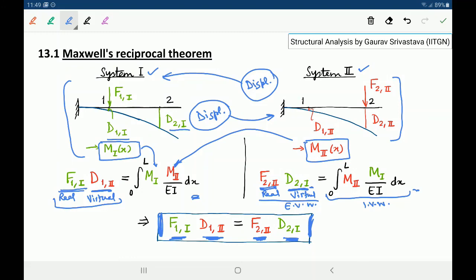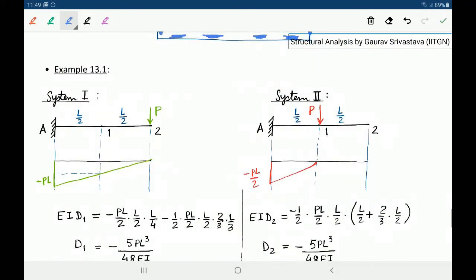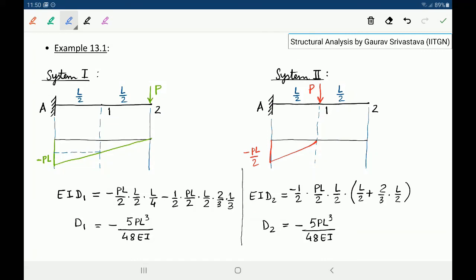Okay, so just to see a quick illustration of this, let's consider an example. Let's consider a simply supported beam where the coordinates chosen are such that the first coordinate 1 is at L by 2, and the second coordinate 2 is at the tip. So this is L by 2 and another L by 2 for the second one. For both systems 1 and 2 we have chosen the same coordinates. In system 1 we have applied a force at point 2, and in system 2 we have applied a force at point 1.